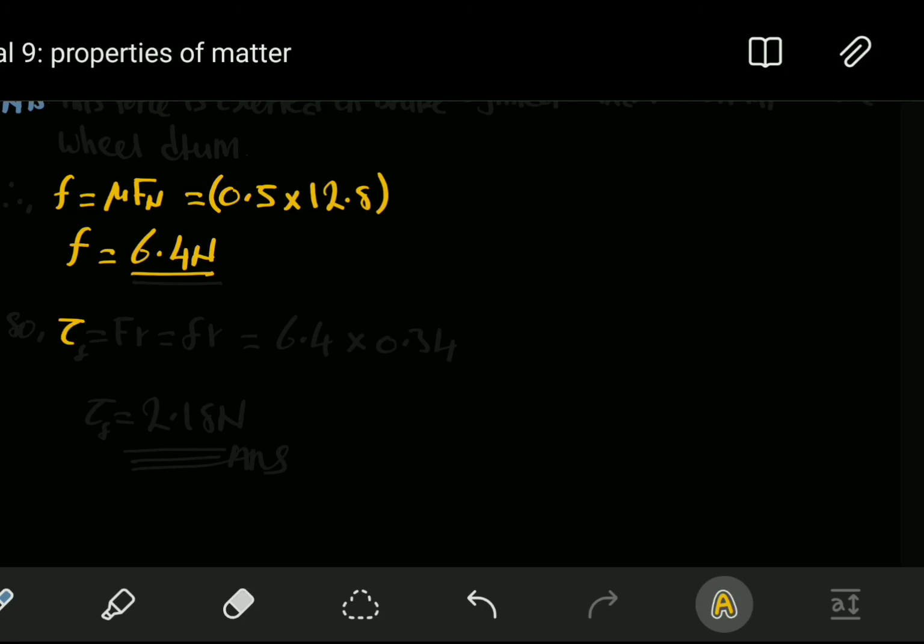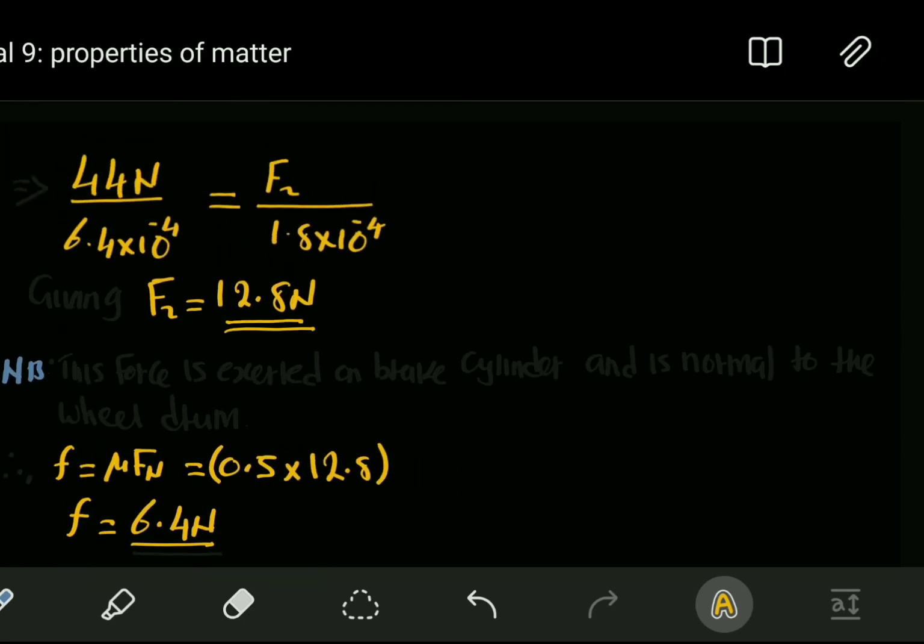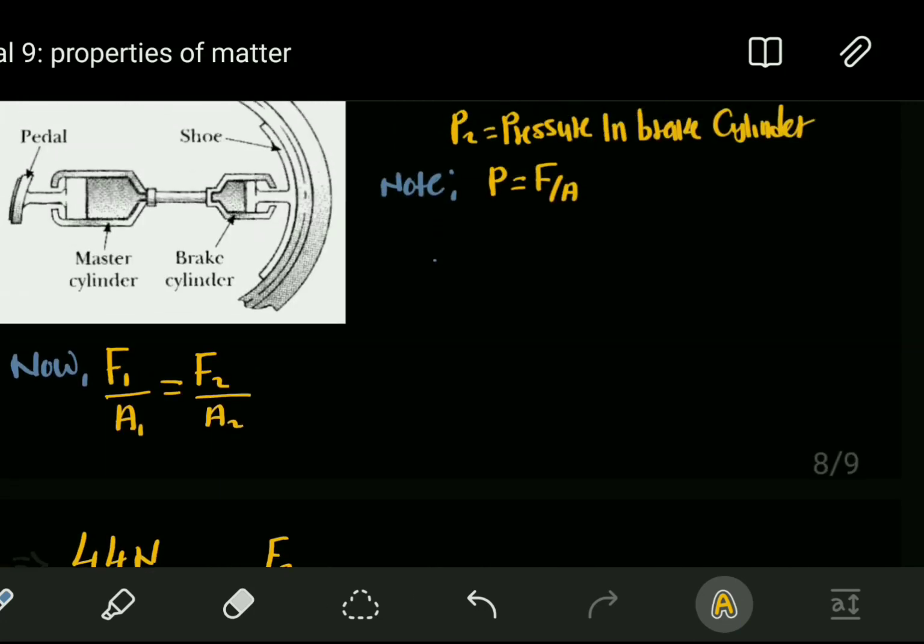Now we can go ahead and find the torque resulting from this frictional force. The torque is given as the force times the radius, in this case our frictional force times the radius. 6.4 multiplied by the radius, which is 0.34, and we have our frictional torque as 2.1 newton-meters. So that's how you go about this.